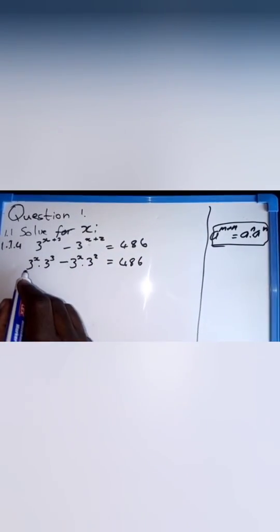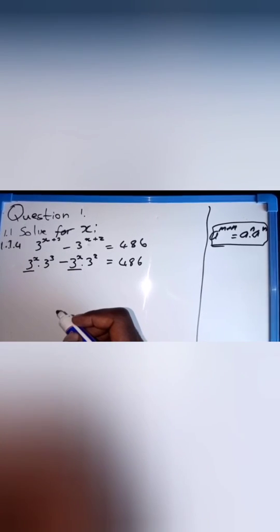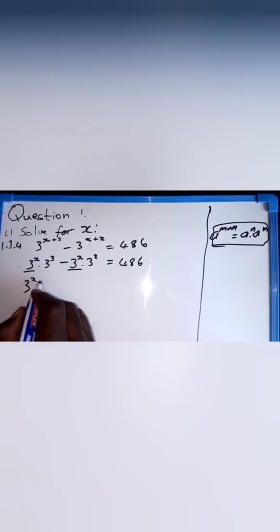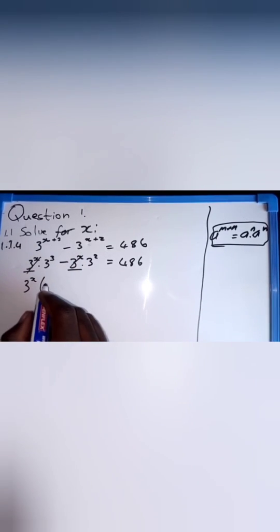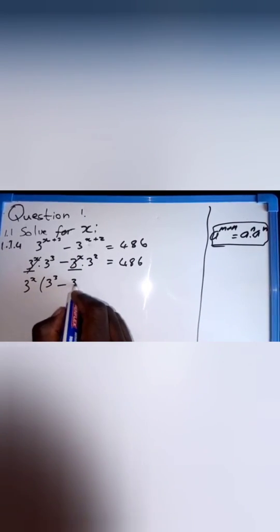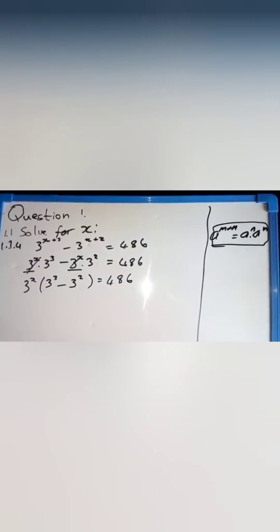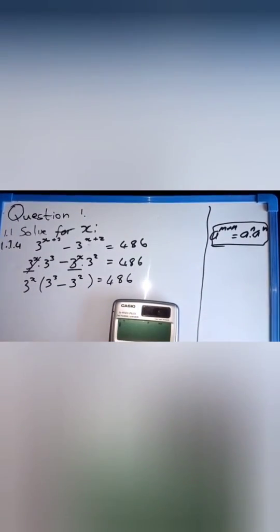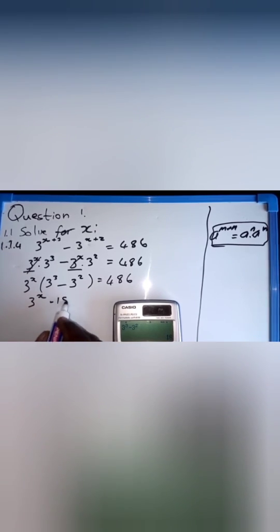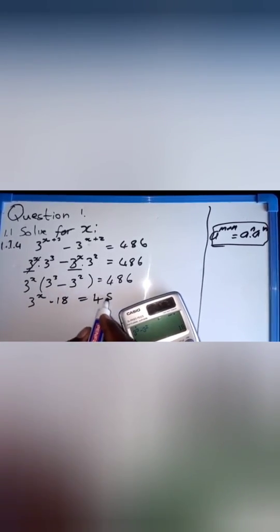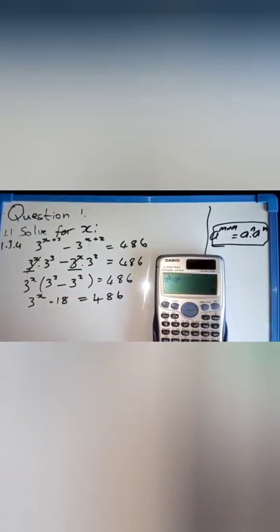486. So do you see that we have a common factor here? So we'll have 3^x, take our common factor out, you're left with 3 to the power of 3 minus 3 to the power of 2 is equal to 486. 3 to the power of 3 minus 3 squared, so 27 minus 9 gives us 18. So we have 3^x times 18 is equal to 486. So now I'm going to divide both sides by 18.